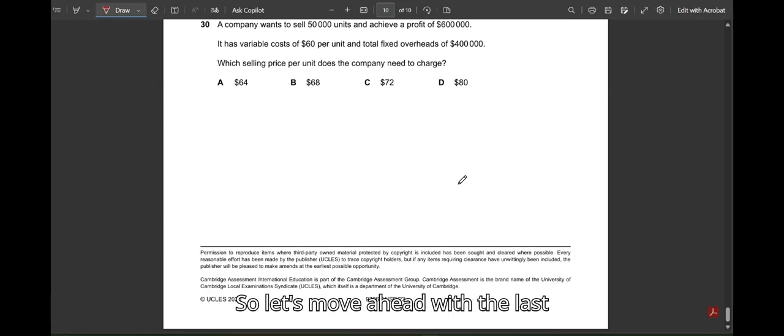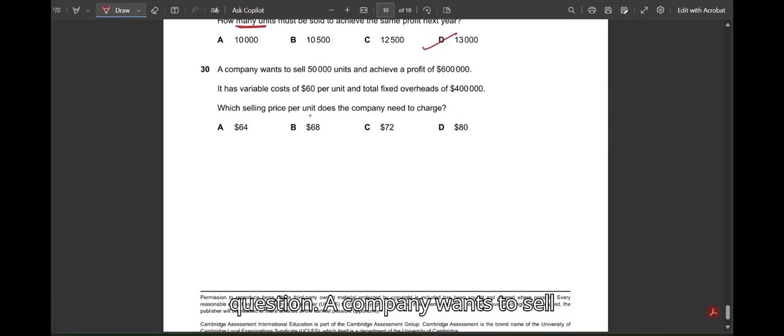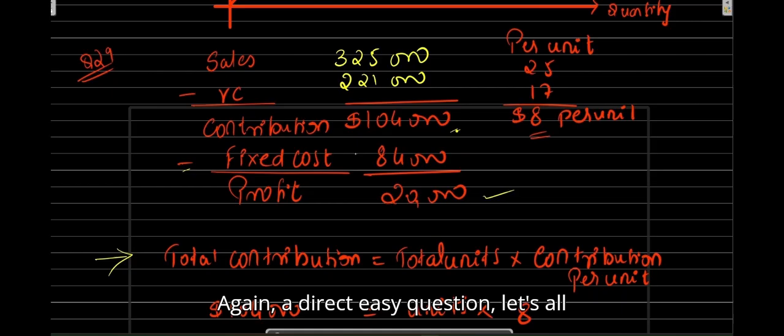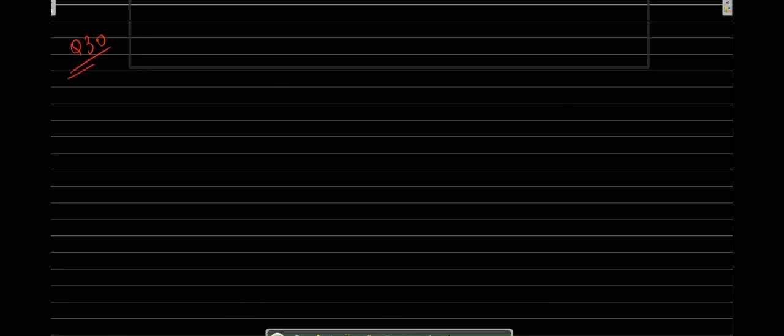So let's move ahead with the last question. A company wants to sell 50,000 units and achieve a profit of 6 lakh. It has a variable cost of 60 per unit and total fixed overhead of 4 lakhs. Which selling price per unit does the company need to charge? Again a direct, easy question. Let's solve it. Question number 30.